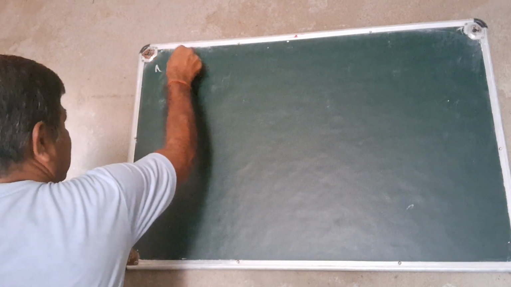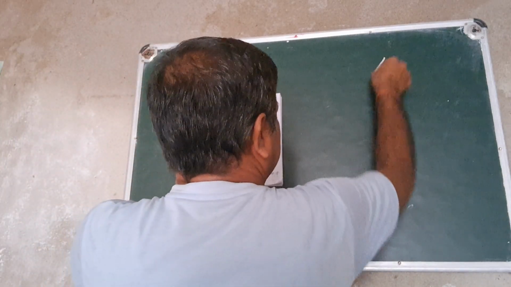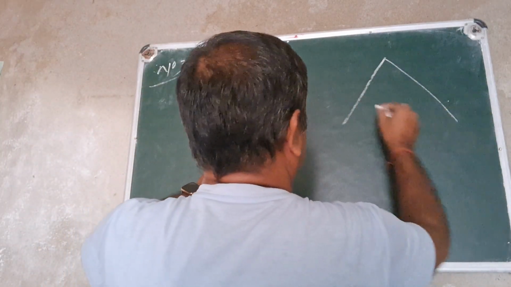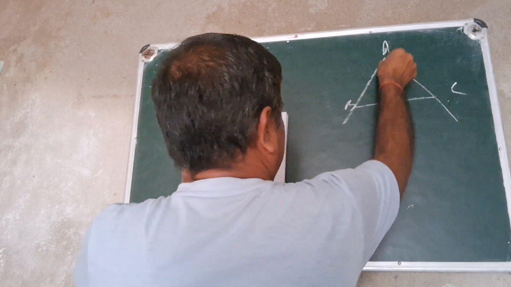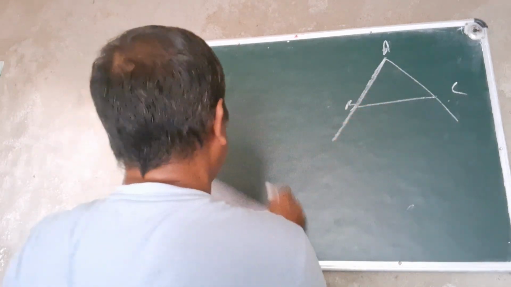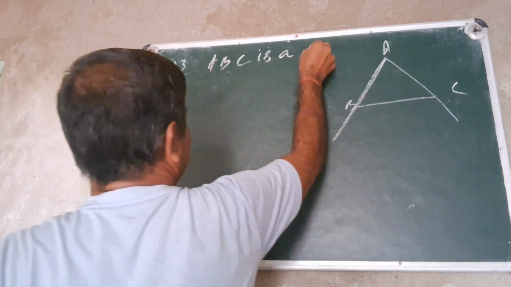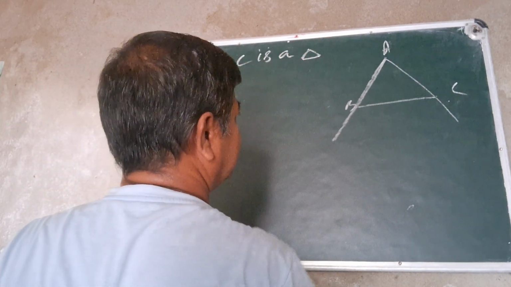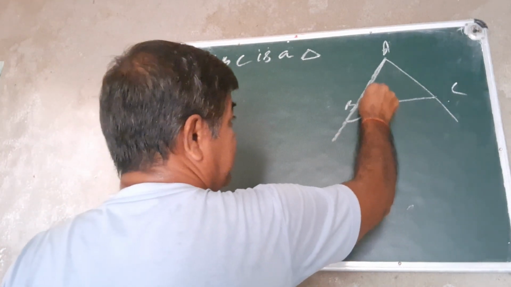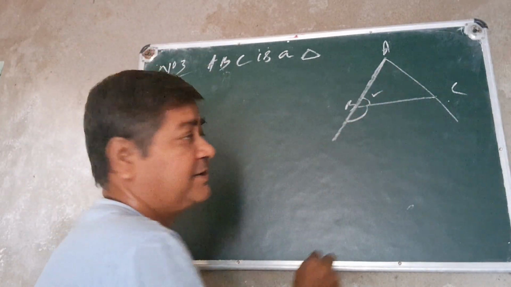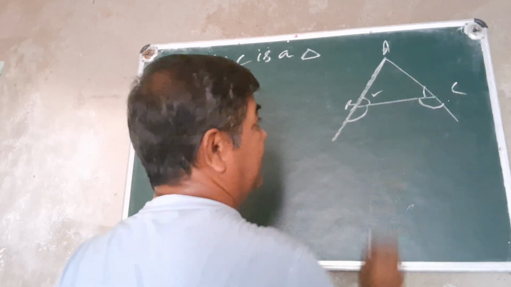Question number 3. ABC is a triangle. This is your exterior angle of B. This is your interior B. This is your exterior B. Similarly, this is your exterior angle C. This is your interior angle C.